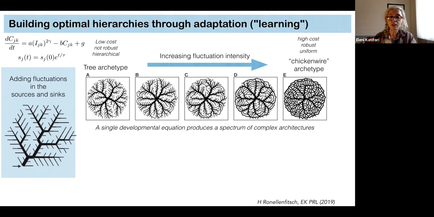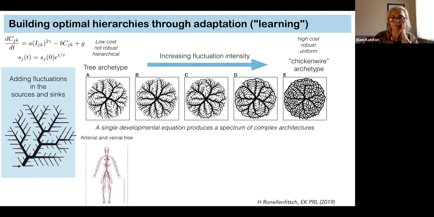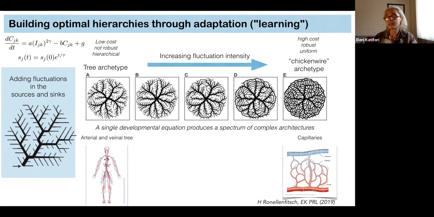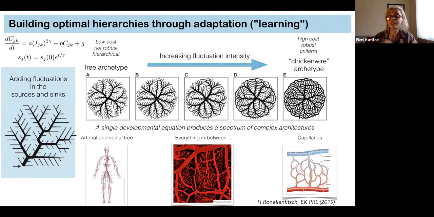So with these 3 parameters, we can essentially create a spectrum of networks that are optimal in doing different things. And we will see that if we look at the functionally optimal networks created by these 3 parameters, everything in the end falls onto a line where on one end you have the tree archetype, which is a low-cost network, but it's not robust and it's hierarchical. And it looks very much like our arterial and our venous tree, right? The network at the large level. And on the other end, we have the chicken wire archetype, which is robust, it's very loopy, and it's also uniform. And these are the capillaries, and also everything in between.